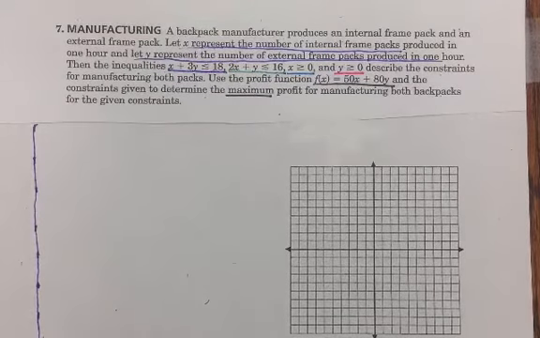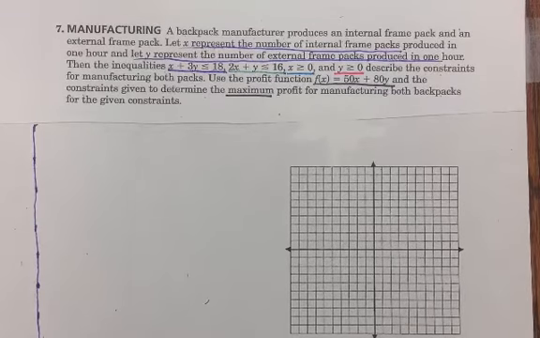Manufacturing. A backpack manufacturer produces an internal frame pack and an external frame pack. Let X represent the number of internal frame packs produced in an hour, and let Y represent the number of external frame packs produced in an hour. Then the inequalities x + 3y ≤ 18, 2x + y ≤ 16, x ≥ 0, and y ≥ 0 describe the constraints for manufacturing both packs.